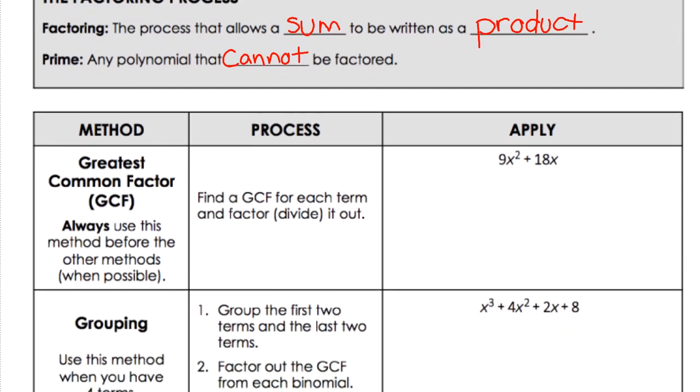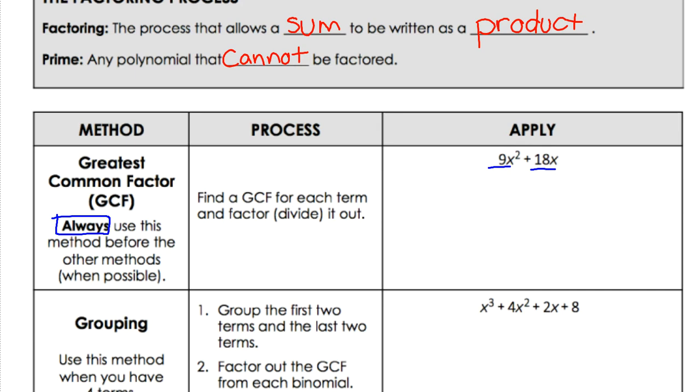So the first method is called greatest common factor, or we sometimes abbreviate it with GCF. And this one, most importantly, is always what we look for first. So we do this method whenever possible. We check for it first in order to see if it can help us simplify a little bit before we maybe try another method. So when we are using the greatest common factor method, we are trying to find a GCF, so a greatest common factor that evenly divides into both terms.